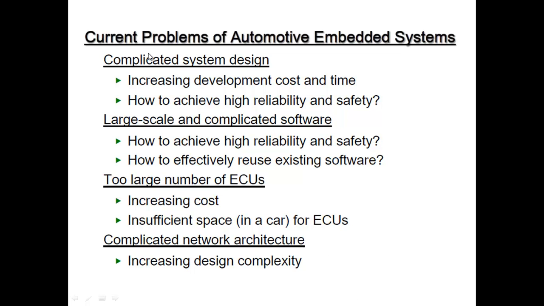What are the current problems of automotive embedded systems? It has a complicated system design which increases the development cost and time, and high reliability and safety is an important issue. Large scale and complicated software, highly complicated software, and how to reuse the software. Too large a number of ECUs, which increases the cost, and insufficient space in the car for the ECUs. Then a complicated network architecture, which increases the complexity.